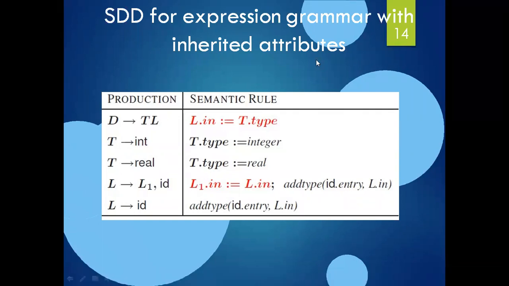Once all of you see the example, here it is an example of a syntax directed definition for the grammar. D tends to TL, T tends to int, T tends to real, L tends to L1 comma ID, L tends to ID. And these are the corresponding semantic actions for each and every rule. See here, L dot in is equal to T dot type. What does it mean?